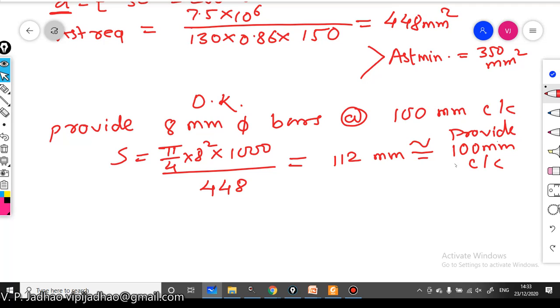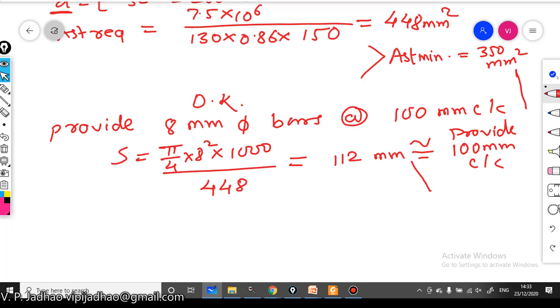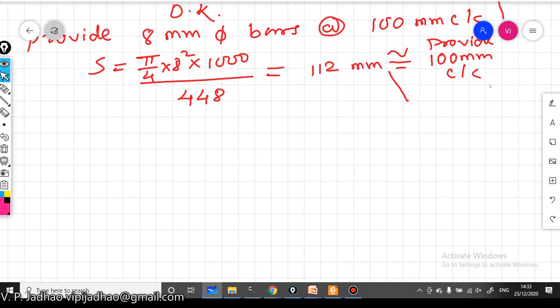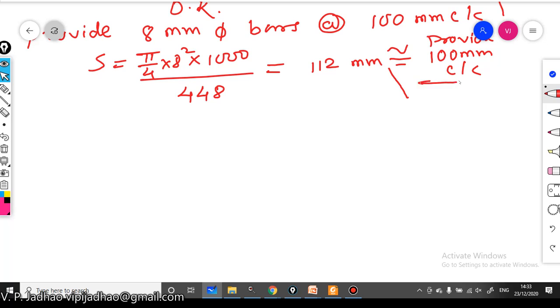Okay, now we have to check whether the development length criteria is satisfied or not. This development length criteria part is already covered in your RCC. So, checking. Now this steel will be required to be provided up to a height of 1 meter above the base.